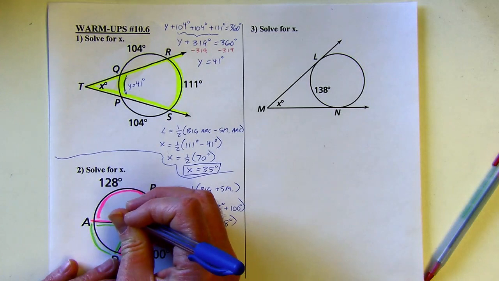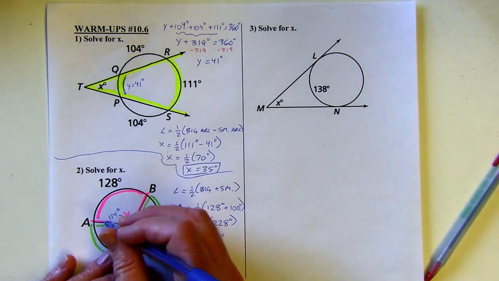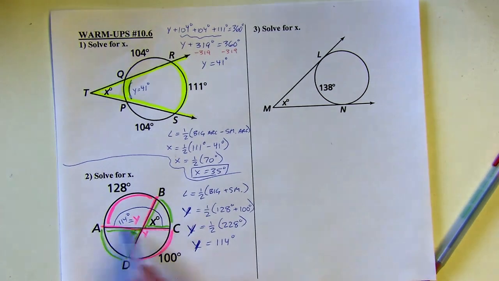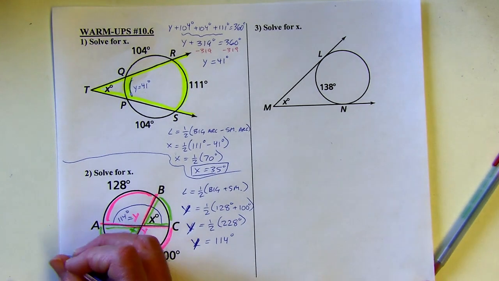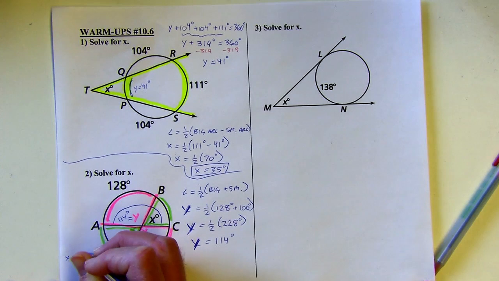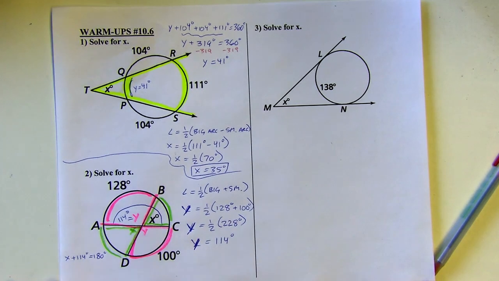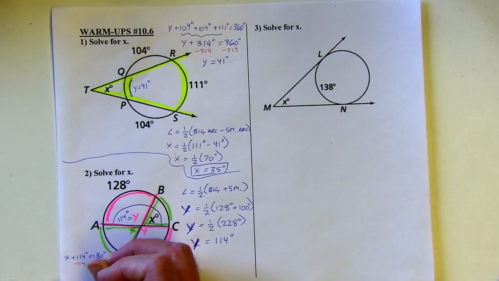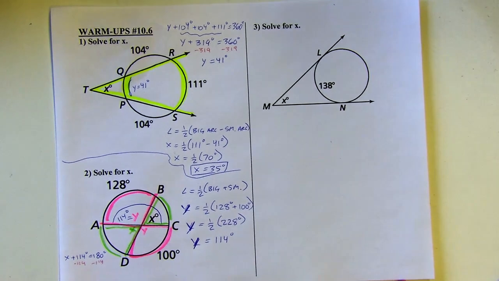Okay. But now what I can do is, those two together, they form a straight line. So they're going to be supplementary. Now I can say x plus 114 is going to be 180. Okay, and that's going to give me 66 degrees.